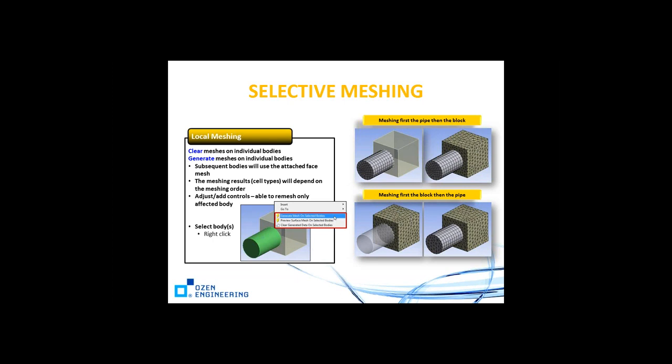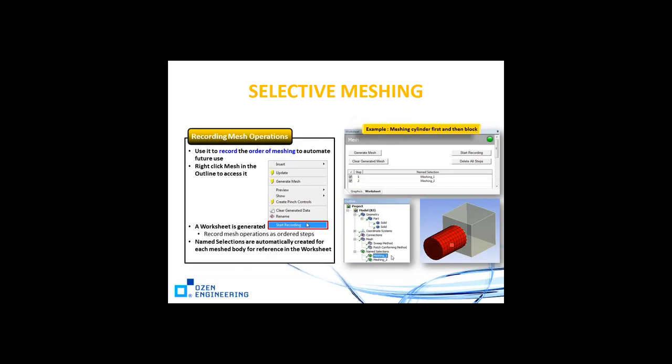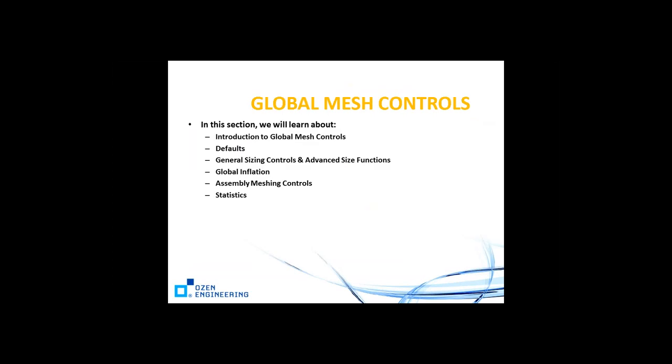So that's why we want to go with what we call the selective meshing option. And then you can record it, and recording means the next time you want to remesh these, maybe with a finer mesh size, it will follow the same procedure that you started out with, meshing the cylinder first.